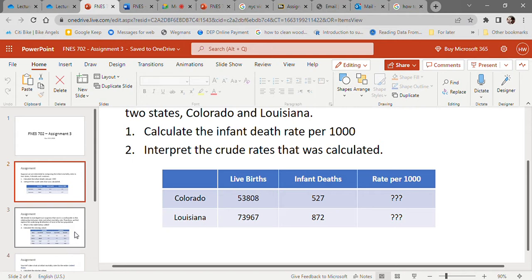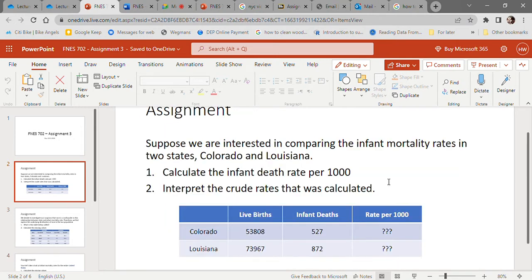So for Colorado, would you just divide the 527 by the number of live births and then multiply by 1,000? Exactly. Perfect. So 527 divided by 53,808. That number multiplied by 1,000 is going to give you the crude rate for Colorado. And then you do the same thing, 872 divided by 73,967. Multiply that by 1,000. That will give you the rate for Louisiana. So far, so good?